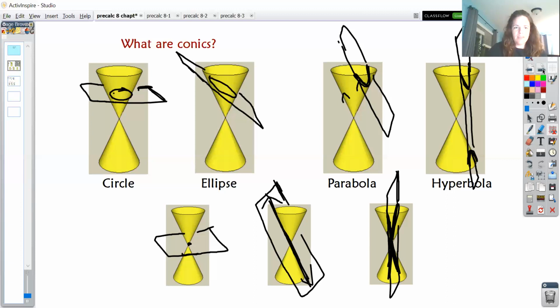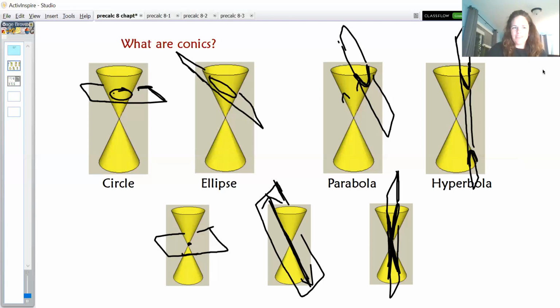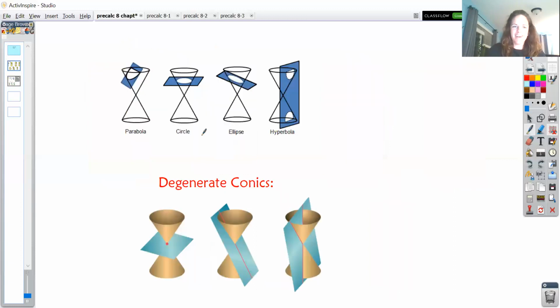And because I knew that these pictures were not going to be fantastic, I wanted you to see me draw them, but here they are. The top picture is from the internet, and then the bottom picture is from your textbook. So these give you a little bit more of a decent picture of what we're looking at, and then this is the picture of the 3 types of degenerate conics.